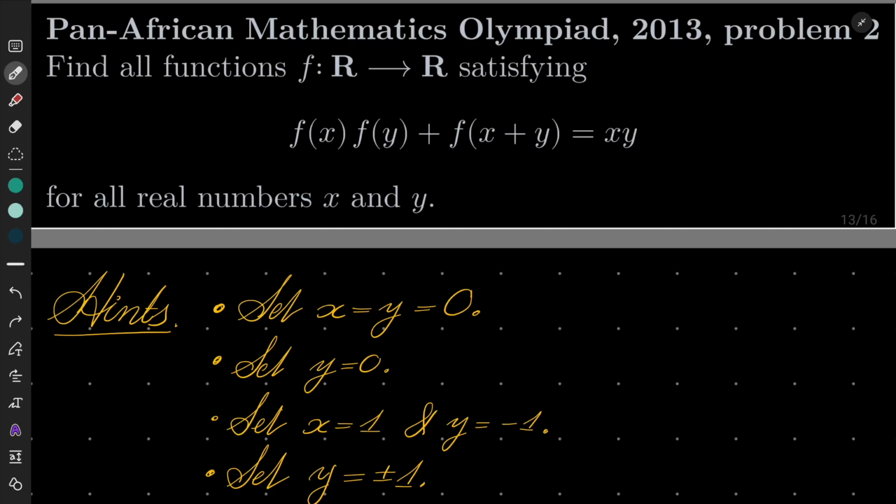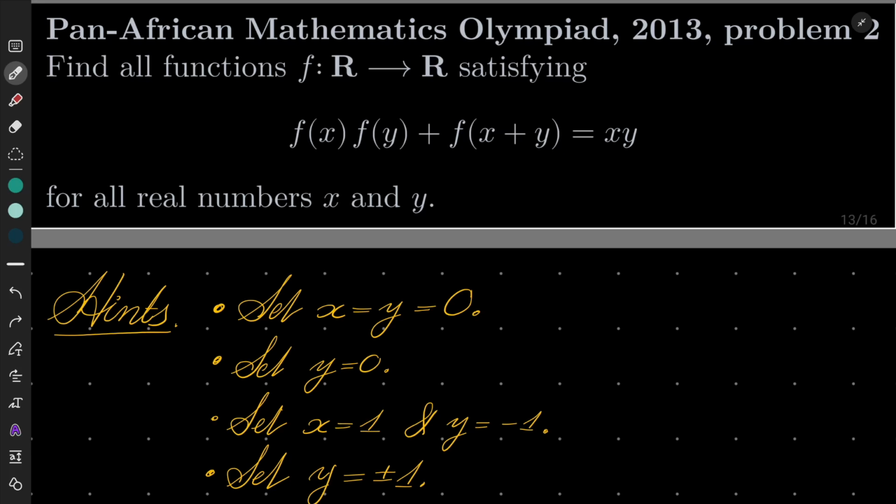Hello friends, in this video I'd like to solve the following problem from the Pan-African Mathematics Olympiad 2013, problem number 2. We wish to find all functions f from the set of real numbers into itself, satisfying f(x) times f(y) plus f(x+y) equals x times y for all real numbers x and y.